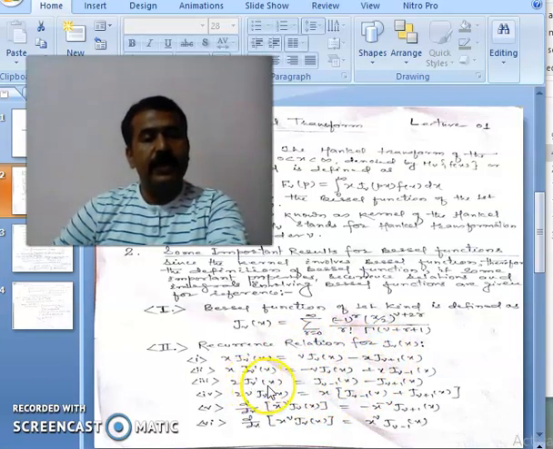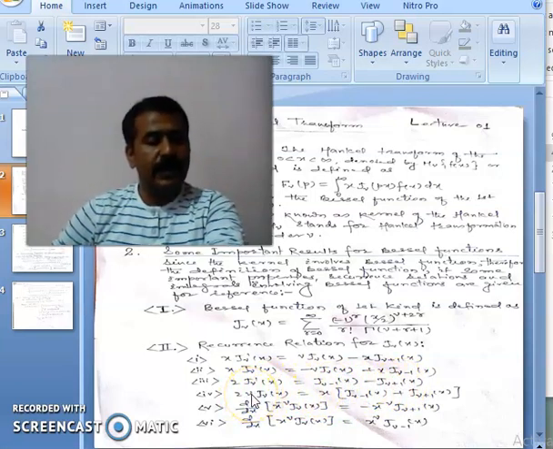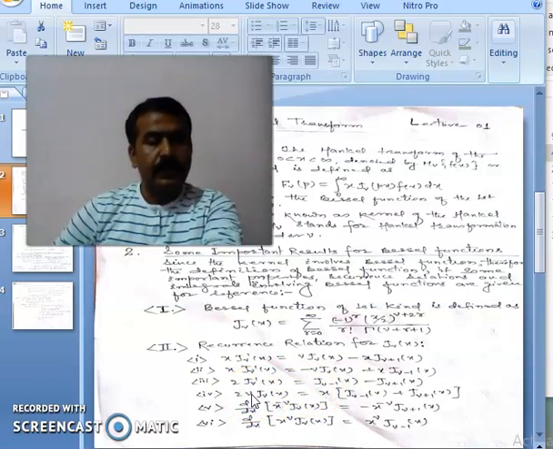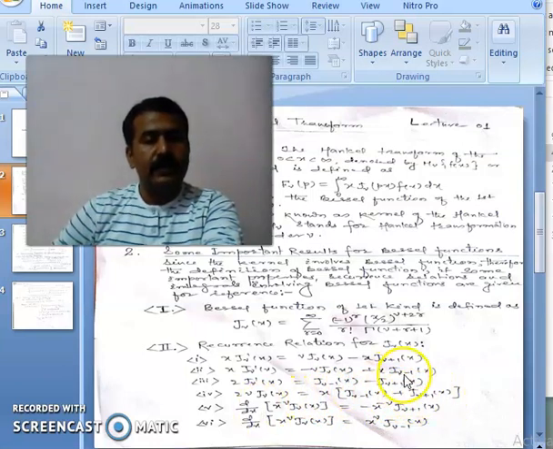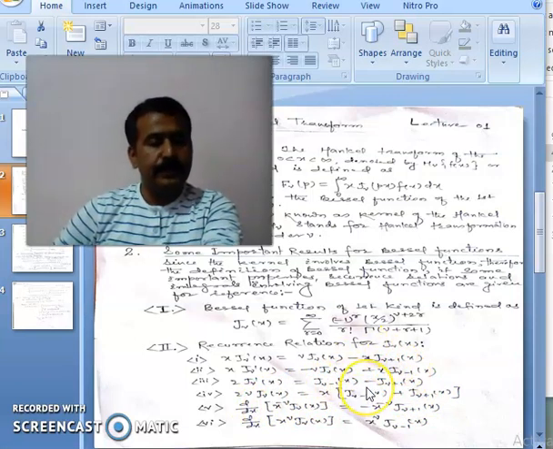Now the third recurrence relation of Bessel's function is 2 J_v'(x) equals J_(v-1)(x) minus J_(v+1)(x). Now the fourth is 2v J_v(x) equals x times J_(v-1)(x) plus J_(v+1)(x). So this is the fourth Bessel's recurrence relation.